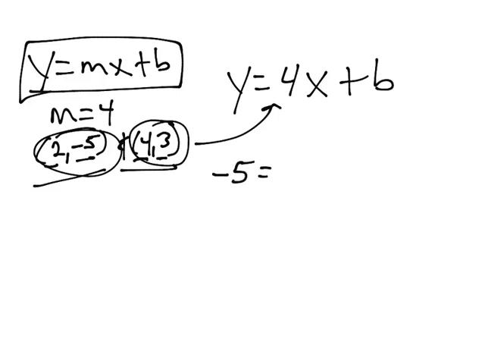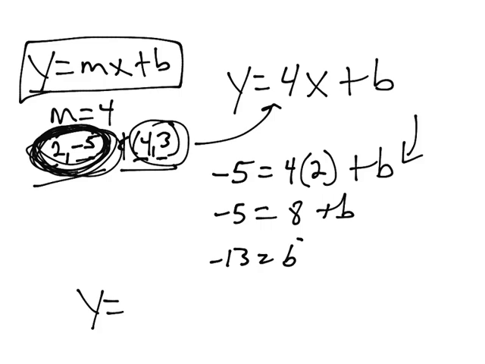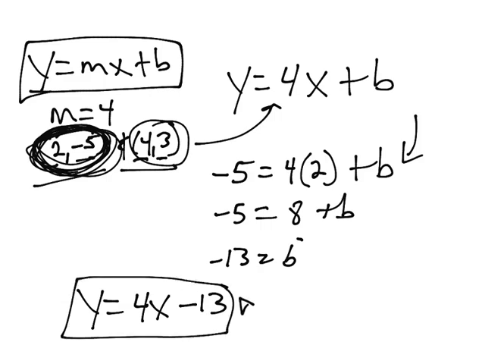If I plug in y equals -5 and x equals 2, using the point (2, -5), when I plug those in, I know everything except b. I now have one equation with one variable. Let's solve for b. And we get b is -13. So the slope-intercept form of that line would be y equals 4x minus 13. A third acceptable answer.